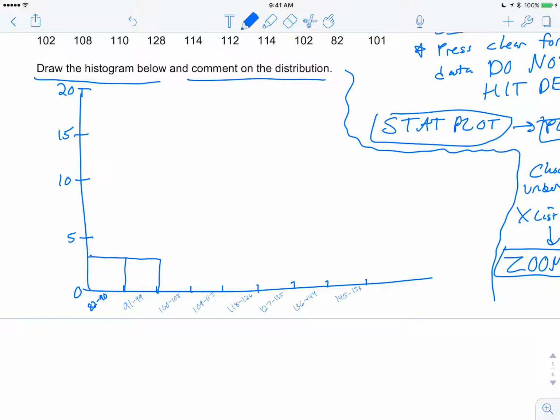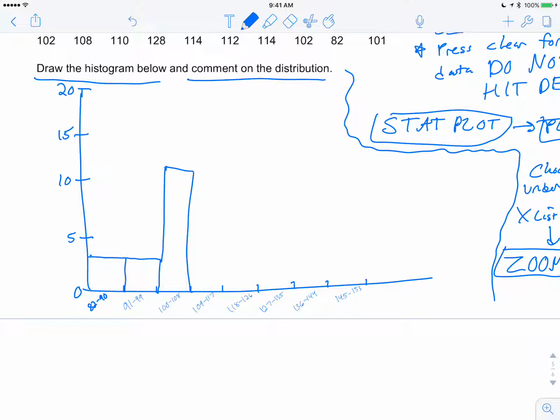And the second, 91 to 99, had the exact same height. The third class, 100 to 108, had a height of 11. So it looks like that. And again, this is a rough sketch, so if it doesn't look perfect, that's fine. I'm just going to get an idea.